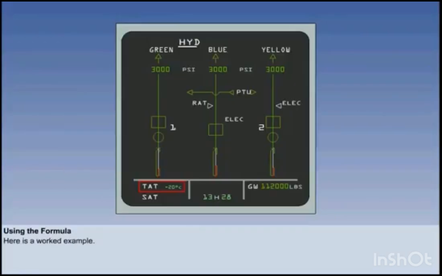Now, let's try a worked example. You are in a Boeing 737 and your indicated TAT is minus 20 degrees Celsius.